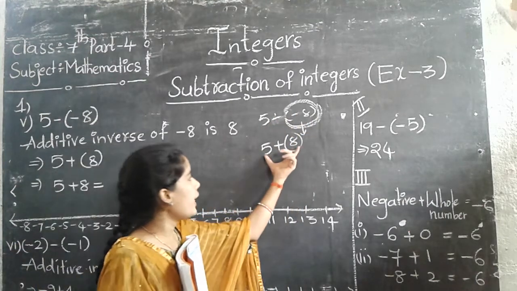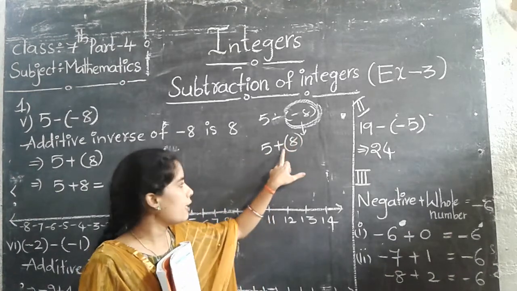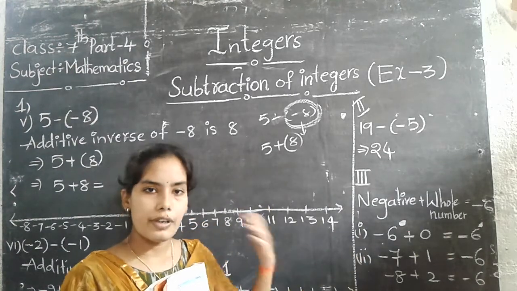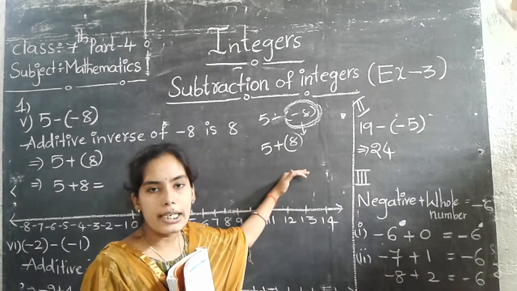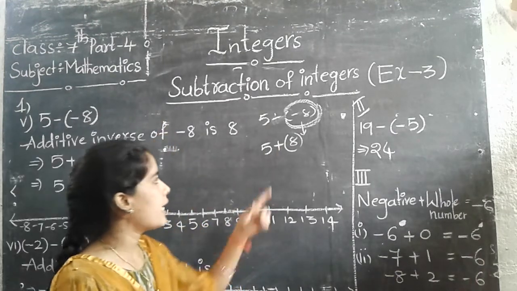Then we get one method that we already learnt in the previous session. That means here we are using addition of integers. We know already the steps we have to follow, and finally we get the answer. So in the subtraction of integers, exercise 3.